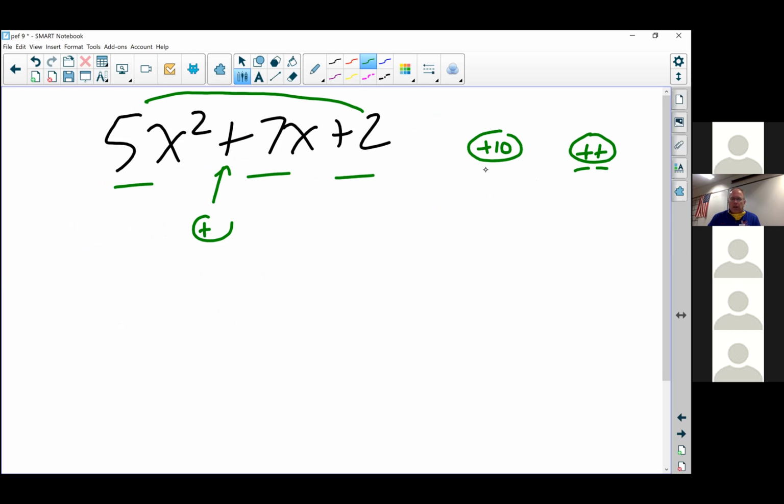So I'm going to think about what I need to multiply together to get to 10. I know 1 and 10, and I know 2 and 5. So I'm going to pick 2 and 5. The reason I'm picking 2 and 5 is if I add 2 and 5 together, I get positive 7. And then I'm going to make sure I put an x with each of those. So I get 5x squared plus 2x plus 5x plus 2.